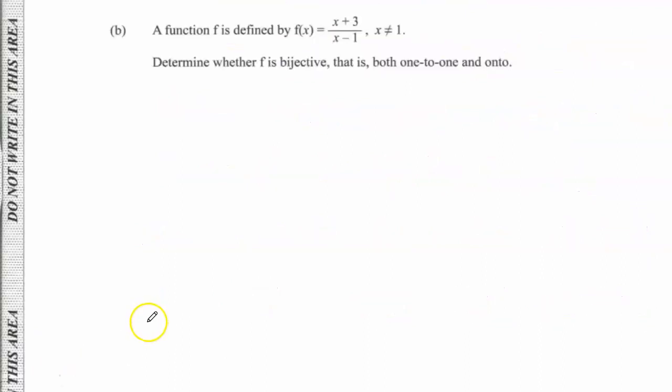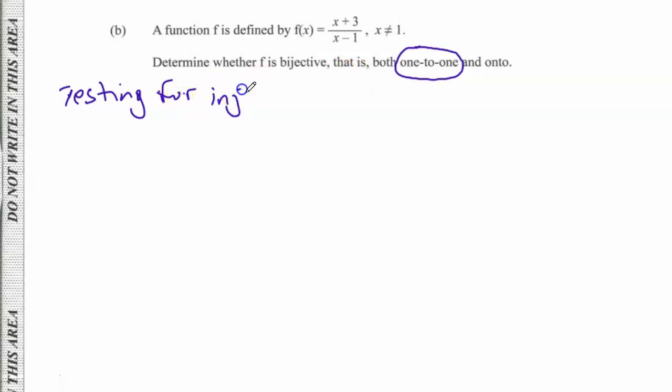Next, a function f is defined as f of x equals x plus 3 over x minus 1, and obviously x cannot be 1, because if x is 1 you'll have a denominator of 0, and we know dividing by 0 makes the function undefined. So we are asked to determine whether f is bijective, and bijective means it's both injective and surjective. Injective is what we call one-to-one. So let's test for one-to-one, the same thing as injectiveness.